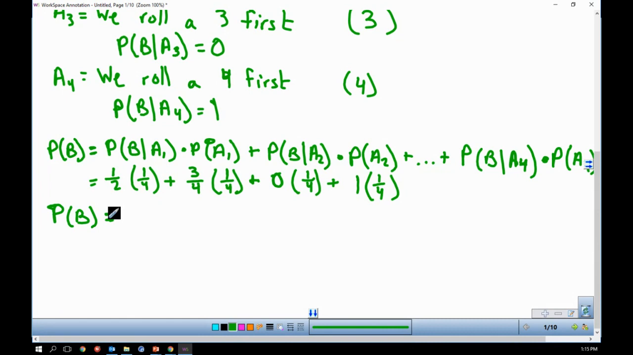Point 0.5625, that's right. Questions on this example? Okay, so let's move on then to section 6.7.